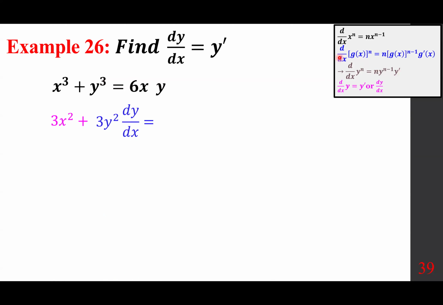So it's the extended power rule. Instead of g of x, we have y. What about the right side? Immediately, we recognize this as the product of 6x and y. We put a raised dot in between. We treat this as a product rule.